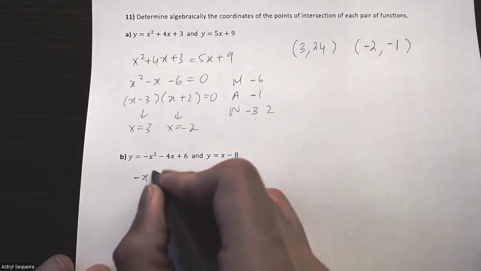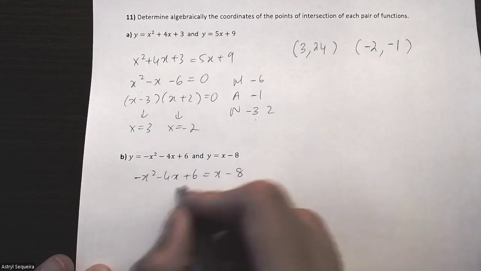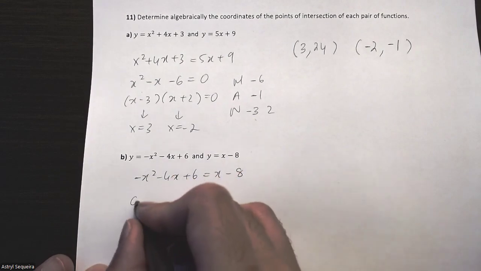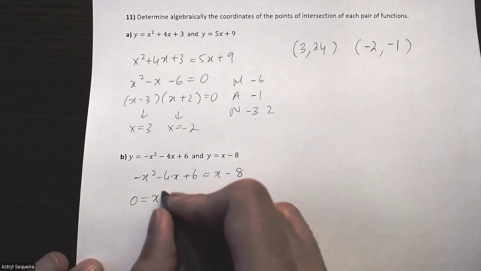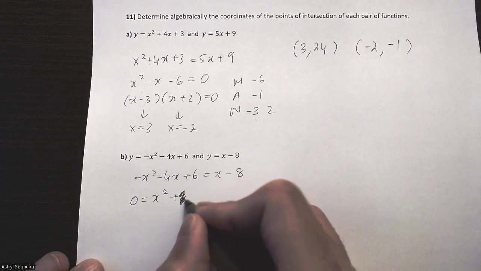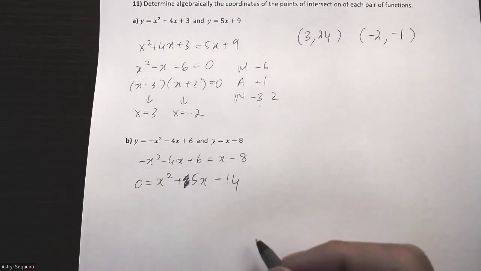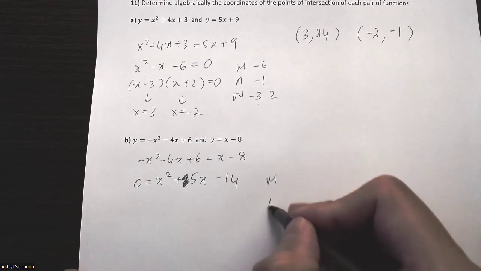Let's try for this second one over here. I'm going to move all of them to the right side so I can have a positive x square. I always like to do that. And then I'll factor this again with my man method.